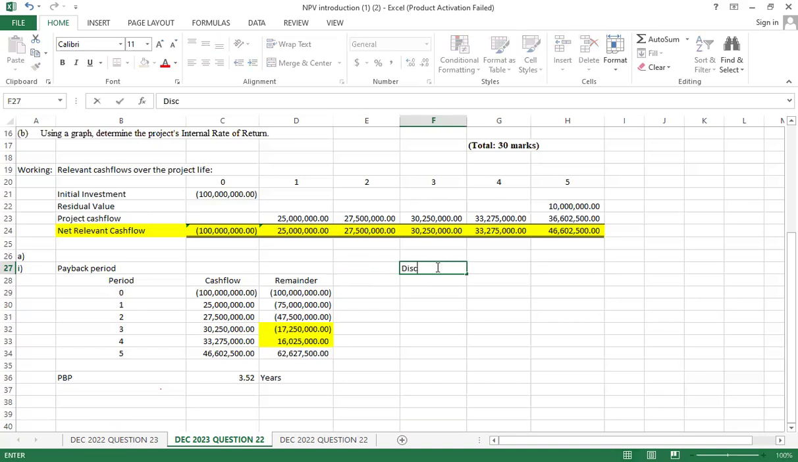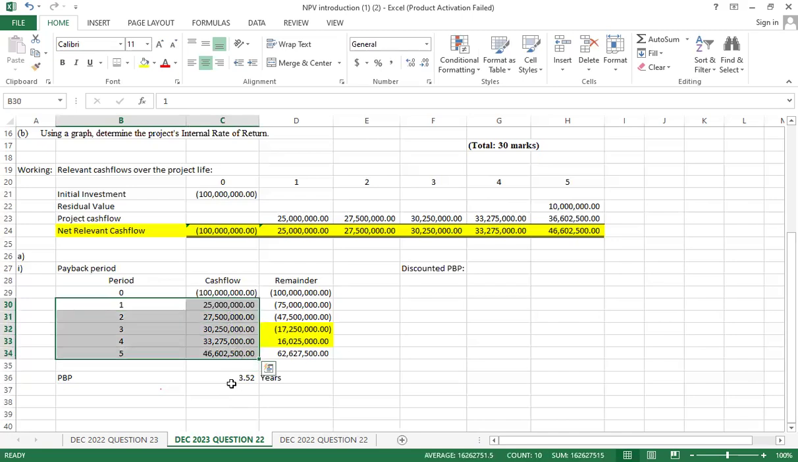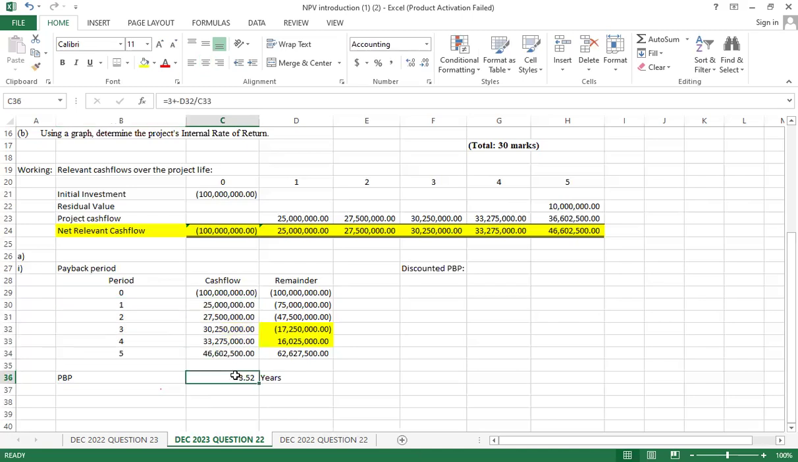There's something we call a discounted PBP, because you can also be asked to compute the discounted payback period. Now, one of the disadvantages of this payback period is that you don't consider time value of money. These are future cash flows, and so when you just work with them that way, you have not considered the concept of time value of money. And so this payback period is therefore not very accurate.